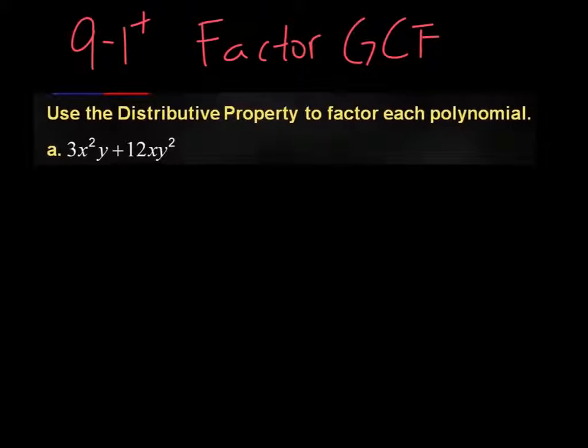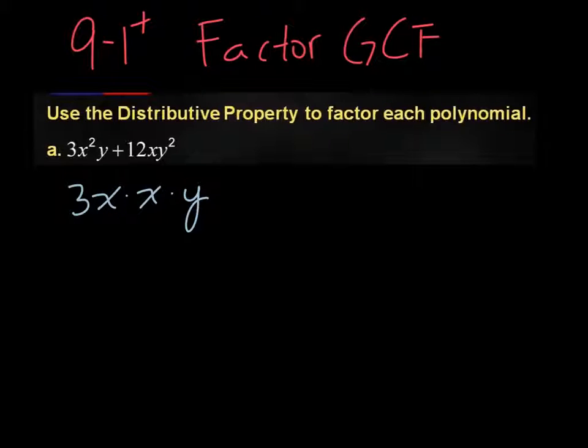I already recorded a 9.2a and b, so I'm calling this 9.1 plus. So it's somewhere between 9.1 and 9.2a. We are just going to look at factoring out the greatest common factor, which this textbook calls using the distributive property to factor out polynomials. We're going to start off with writing these in completely factored form.